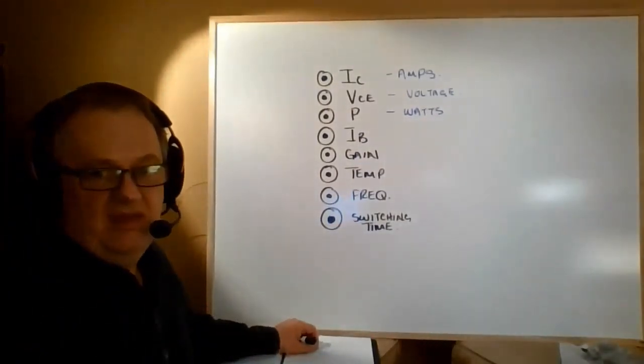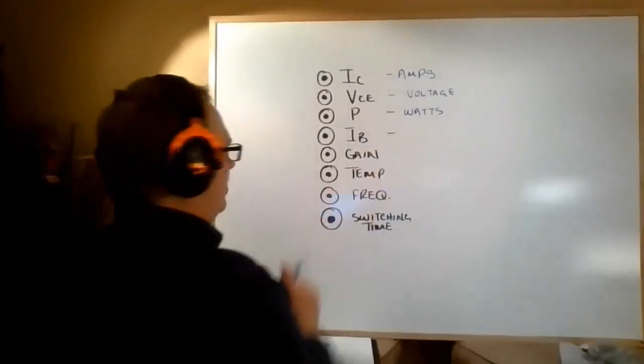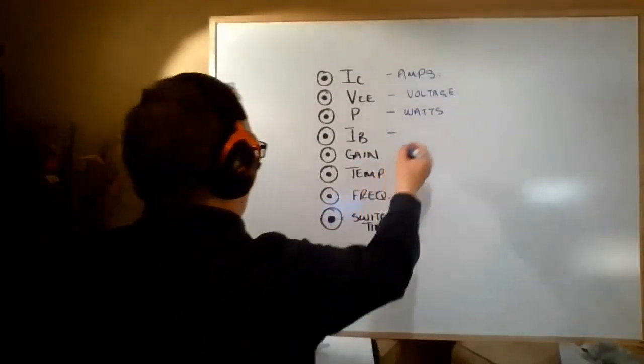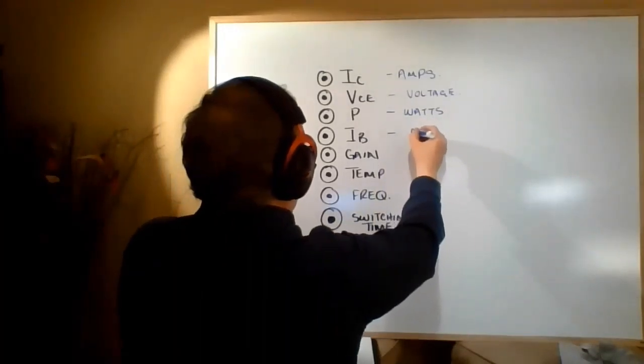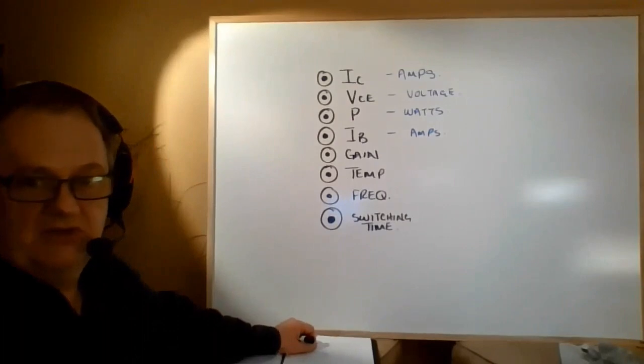Now, IB, that is the base current. So we want to consider base current. It's usually a very, very small amount, but also rated in amps, probably going to be in the milliamps, so a very, very small value.